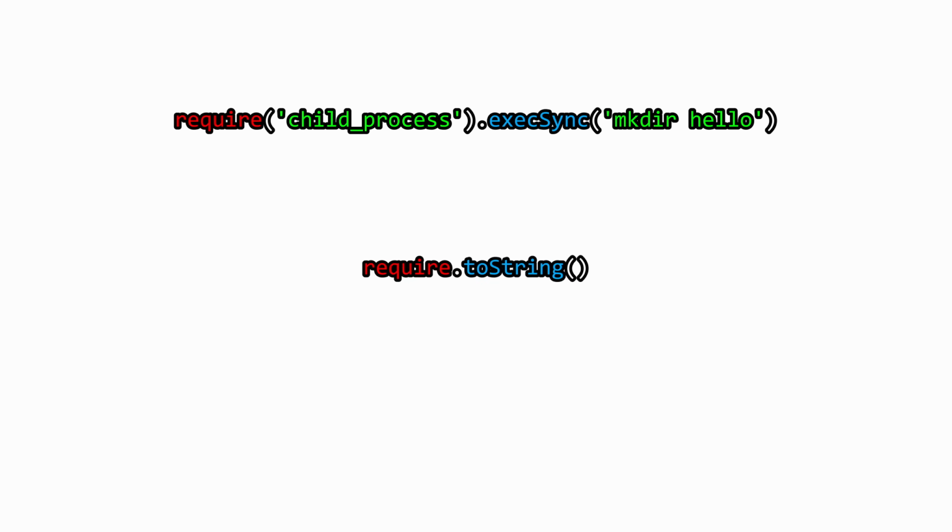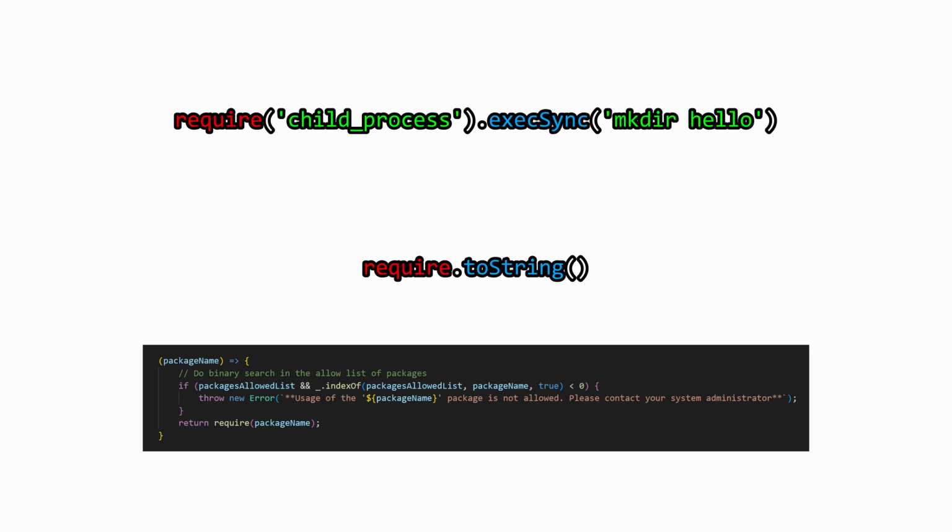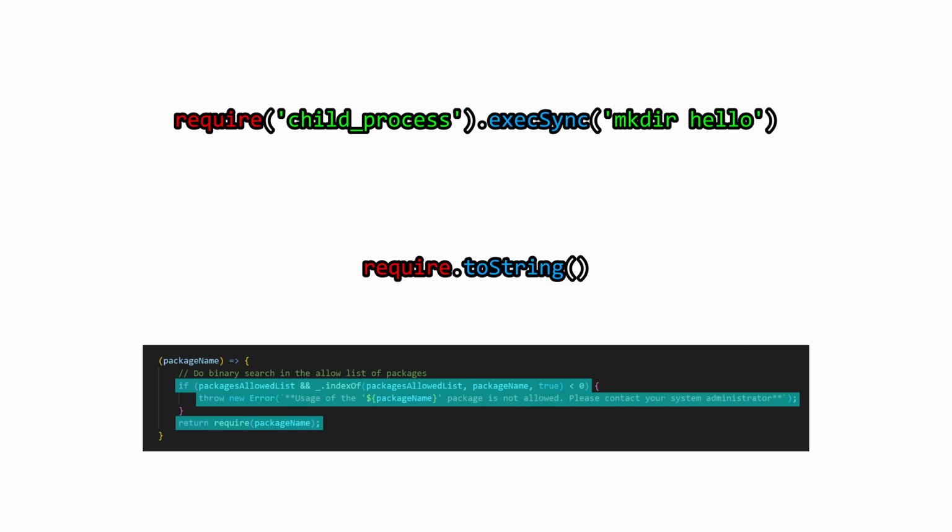If we call toString on the custom require function itself, we can view its source code. As we can see here, a quick binary search is done against the whitelist, and only if the requested package is found in the whitelist does it go on to make a call to the original require function. If the requested module is not found in the whitelist, an error is thrown instead.